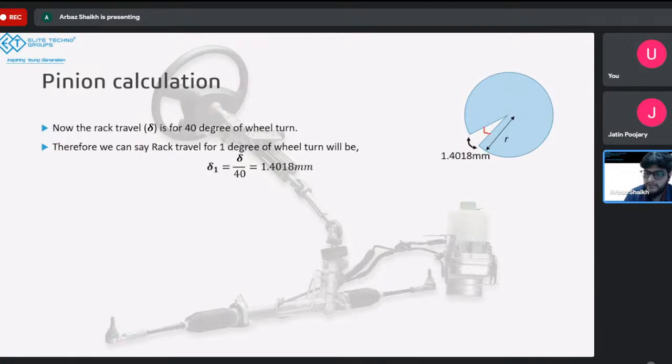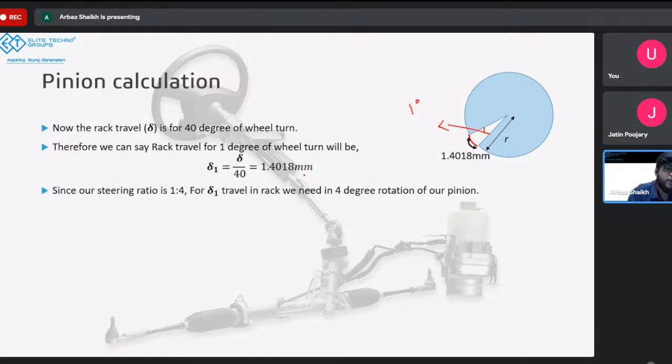If I keep this angle to be 1 degree, this distance covered by the angle will be 1.408 mm. So 1 degree of pinion rotation will be 1.408 mm. With this logic, we want our steering ratio to be 1:4, correct? Which means for 1 degree of wheel turn, we should have rotation of pinion by 4 degrees, right? So instead of considering this to be 1 degree, we'll consider this to be 4 degrees.